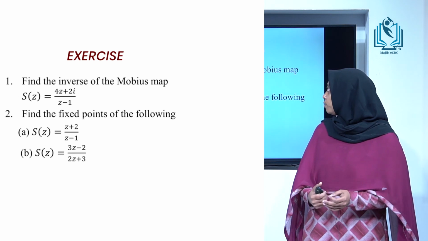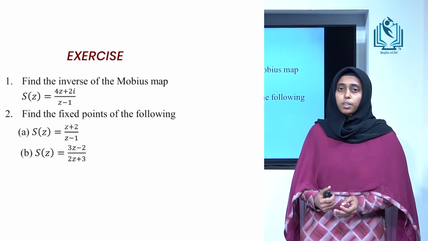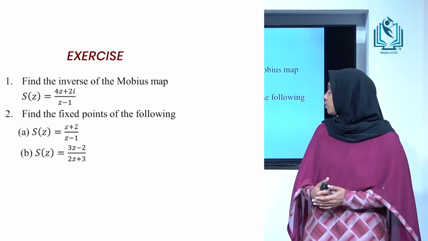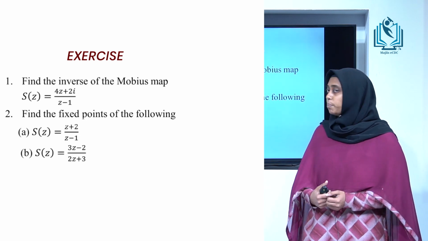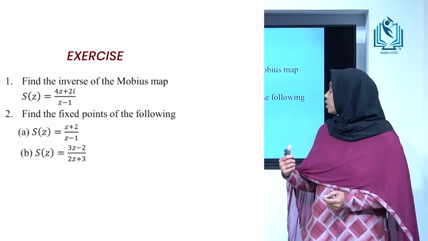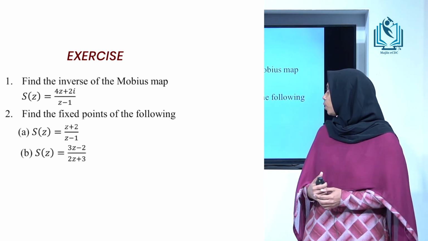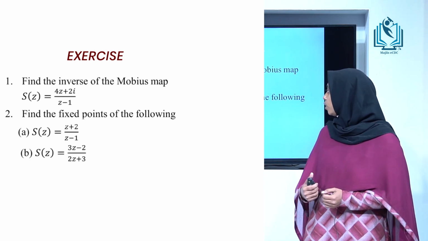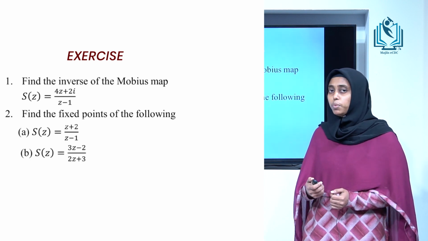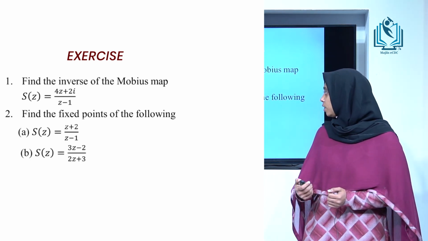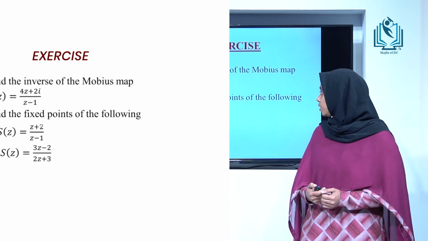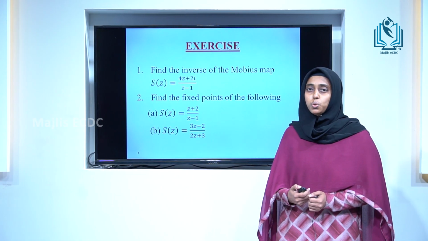Here we have some problems related to the topic. First one, find the inverse of the Mobius map S of z equal to 4z plus 2i divided by z minus 1, and next about the fixed points, find the fixed points of the following. First one, S of z equal to z plus 2 divided by z minus 1, and second one, S of z equal to 3z minus 2 divided by 2z plus 3.